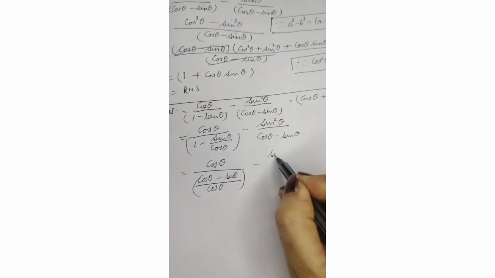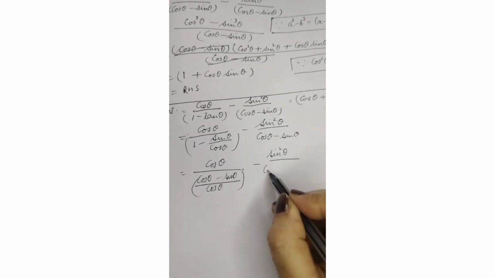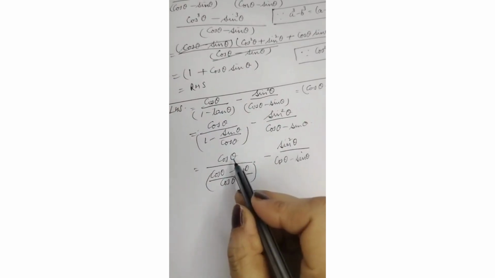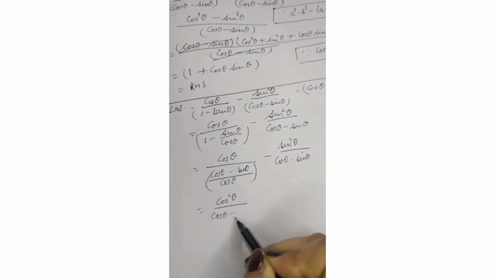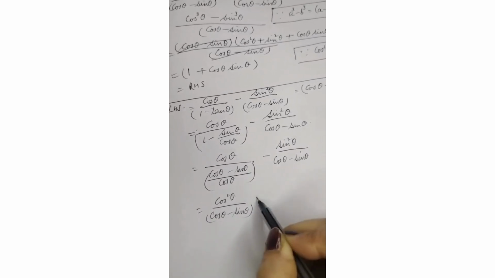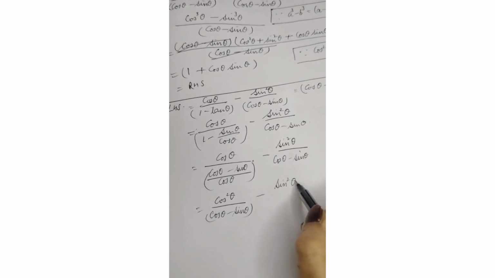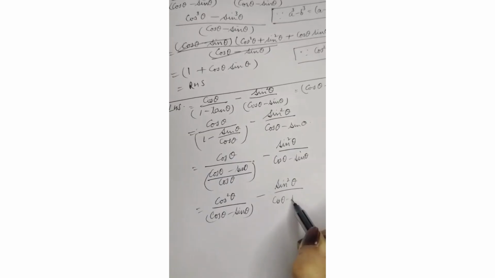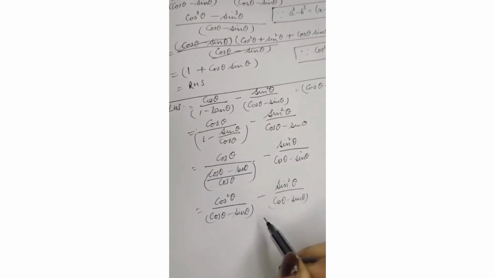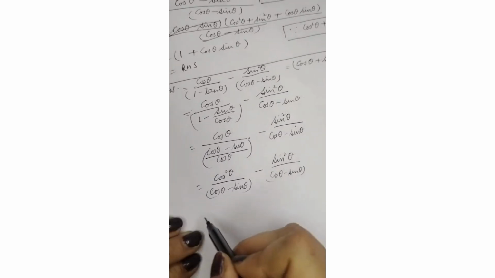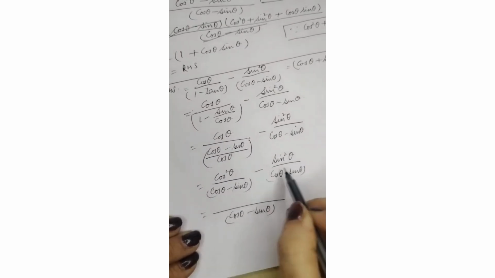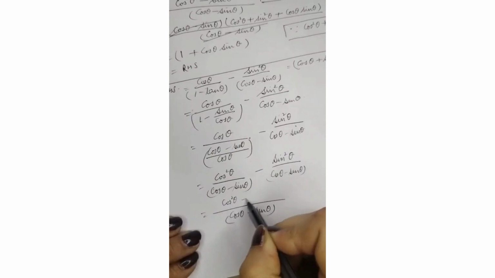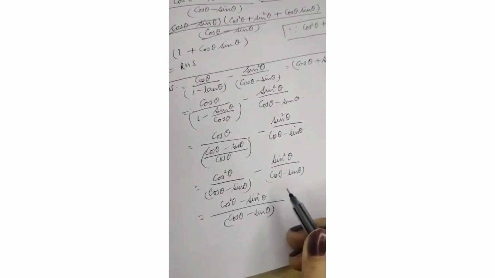This is sin square theta upon cos theta minus sin theta. So again, here cos square theta upon cos theta minus sin theta, minus sin square theta upon cos theta minus sin theta. So in the denominator, on both sides we have the same denominator, so we will take this LCM as it is, cos theta minus sin theta. So in the numerator it is cos square theta minus sin square theta.